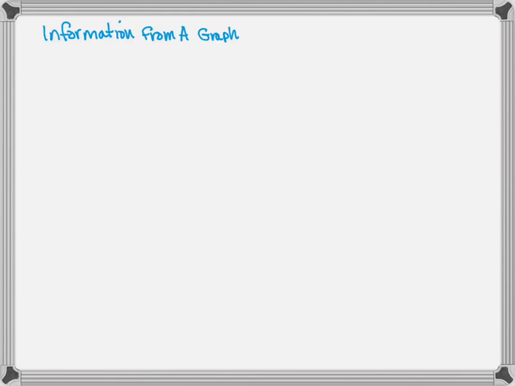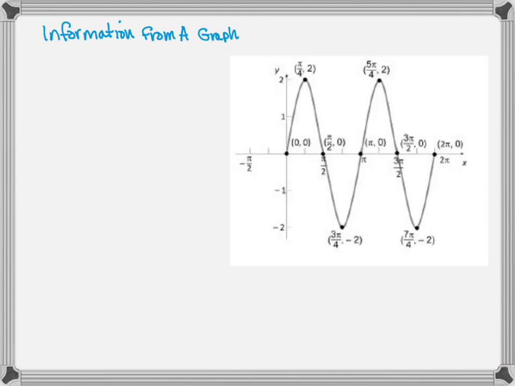Okay, let's look at what other information we can determine from a graph. We're going to use this graph to answer questions about graphs. So first, let's find f of 0. So we want to know the output value, the y value, when our x value is 0. So that's asking about this point here. When x is 0, what is our y value? And that is 0. So f of 0 is 0.